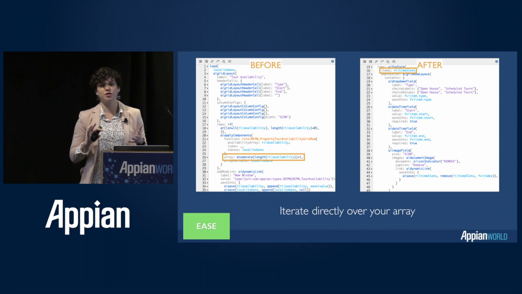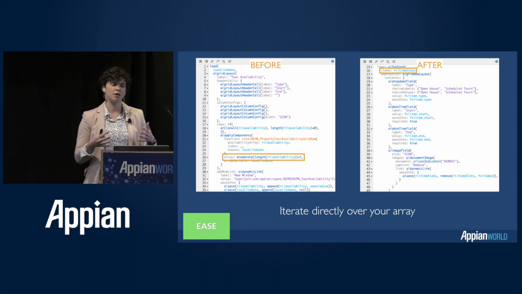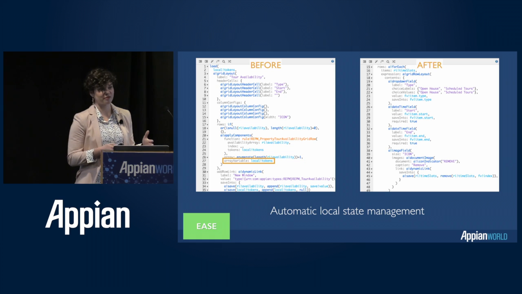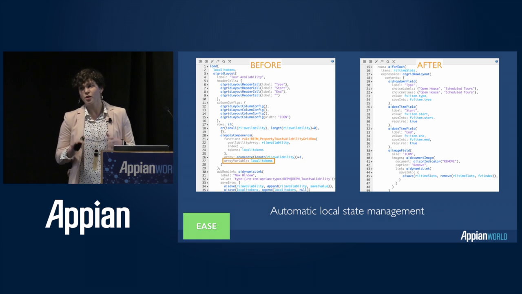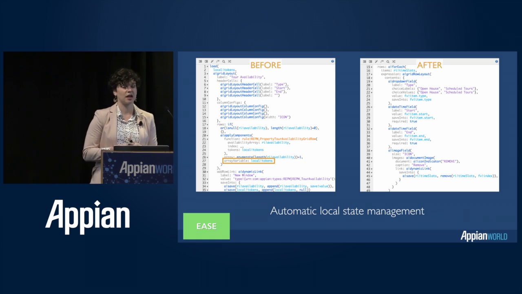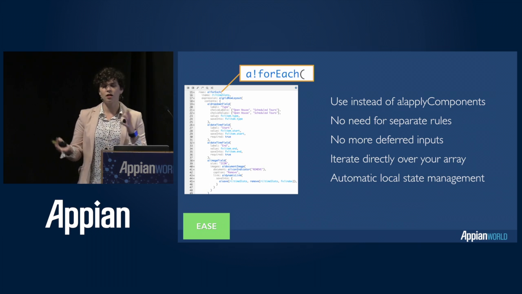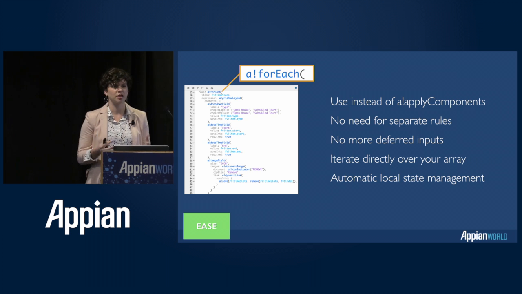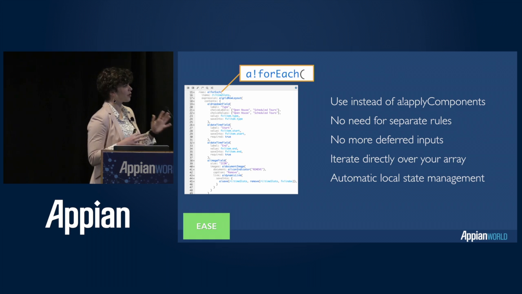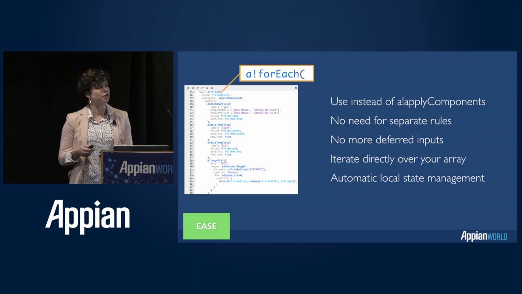You can now also iterate directly over your array, so you don't have to iterate over the indices anymore. And finally, forEach manages all of your local state for you, so you don't have to use the array variable anymore. So all of that comes together to provide a much simpler design experience for dynamically generating components. So we're really excited to introduce forEach to you for the future.